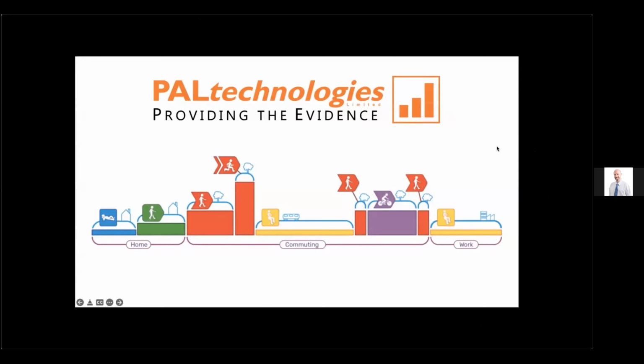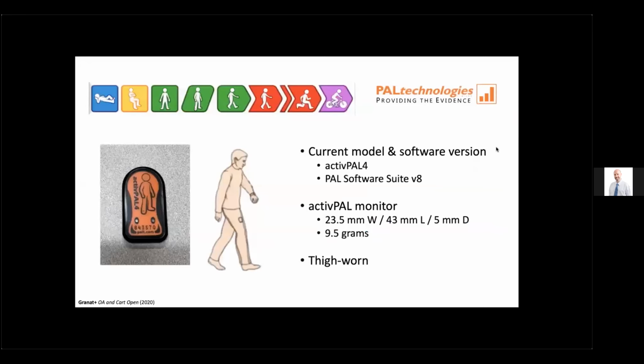When you move, it moves, calculating and discriminating the periods of time spent sleeping or sitting, standing or stepping, even cycling or riding in a car. The current model generation is the ActiPAL 4, which works in concert with version 8 of their software suite that is Windows and Mac compatible. The ActiPAL monitor itself is just 23.5 millimeters wide, 43 millimeters long, and only 5 millimeters thick, totaling just 9.5 grams. This slim design means it's easily and comfortably worn on the thigh.